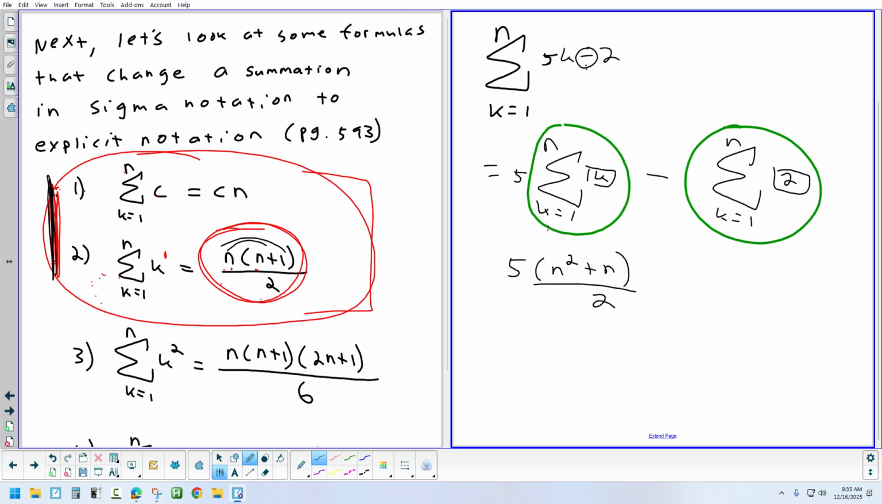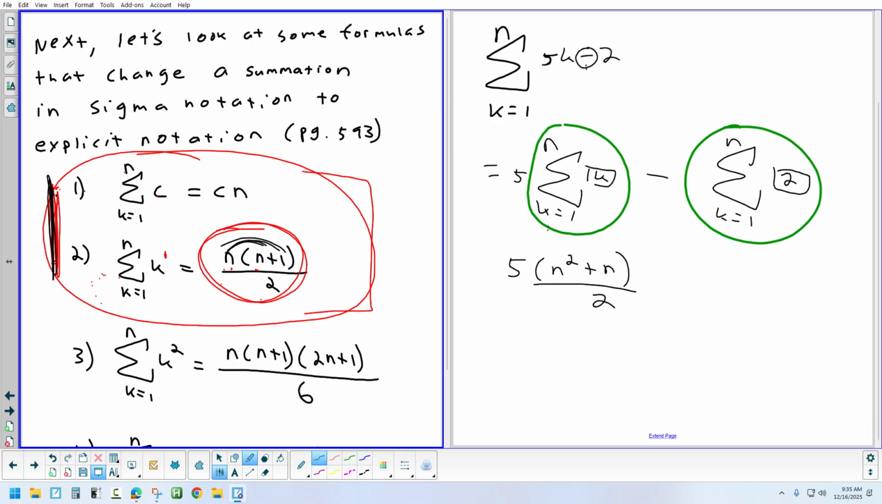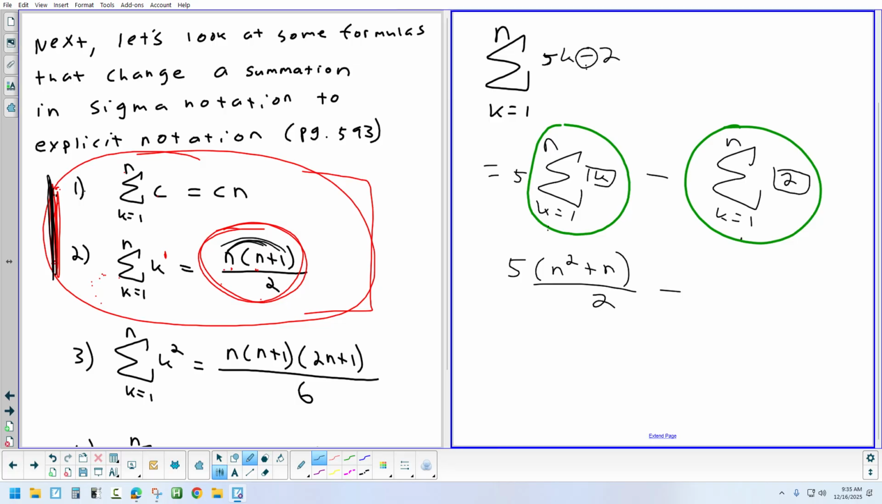Okay, I just saved myself one step, so I'd already distributed out the n. That's all. Okay, and what about that second sigma? 2n. That turns into 2n. Yep. Okay, I still have got one more thing I have to distribute, the 5. So 5n squared plus 5n, and each one of them is divided by what? 2.